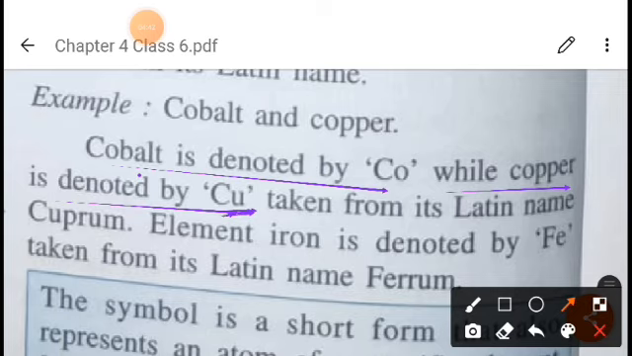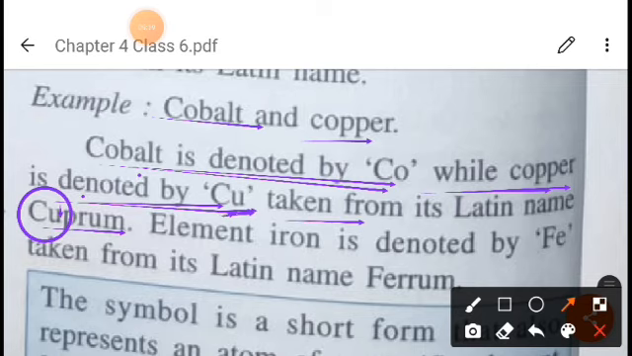Cu is the Latin name. The Latin name of copper is cuprum. From the Latin name cuprum, this Cu has been taken as the symbol. So we are using cobalt as Co and copper as Cu, taken from the Latin name cuprum. Iron is also denoted by Fe, taken from the Latin name ferrum. Let's write iron.